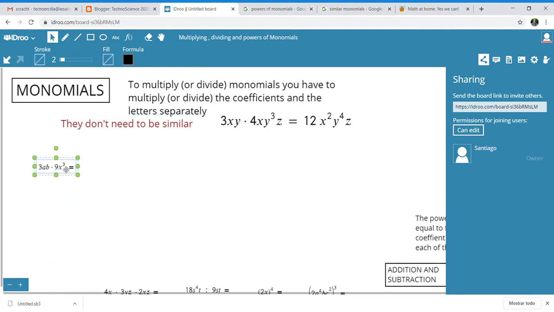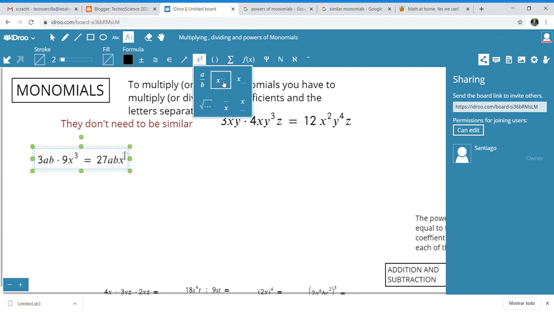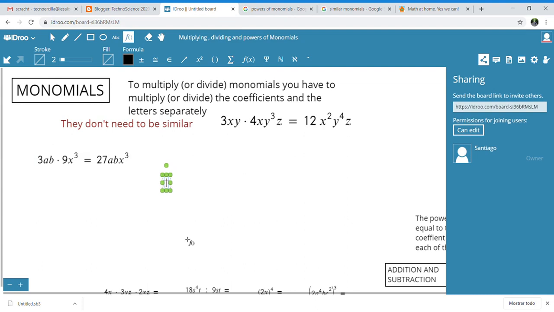Let's see another example. These are two monomials that are not similar. 3ab times 9x cubed. How do we multiply this? You have to multiply the coefficients. 3 times 9, 27. a, b, and x cubed. Okay, as simple as this. So this is the product of 3ab times 9x cubed: 27abx cubed.